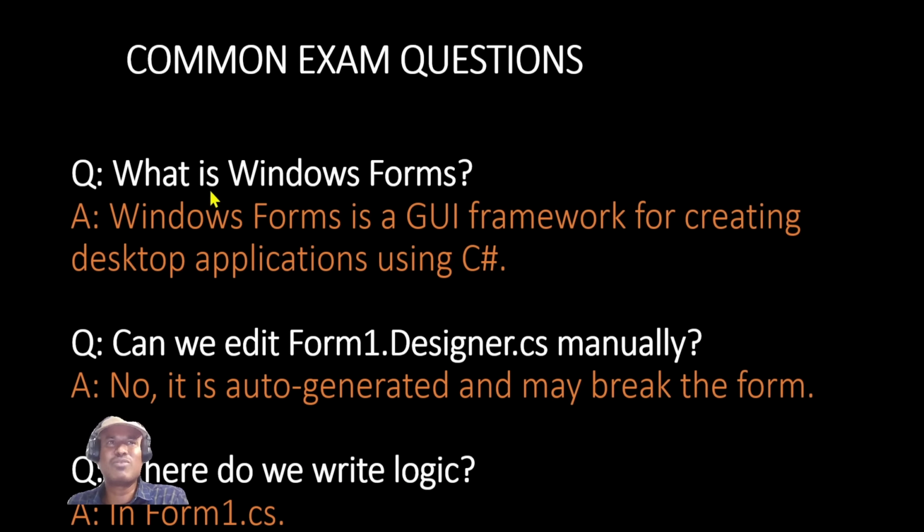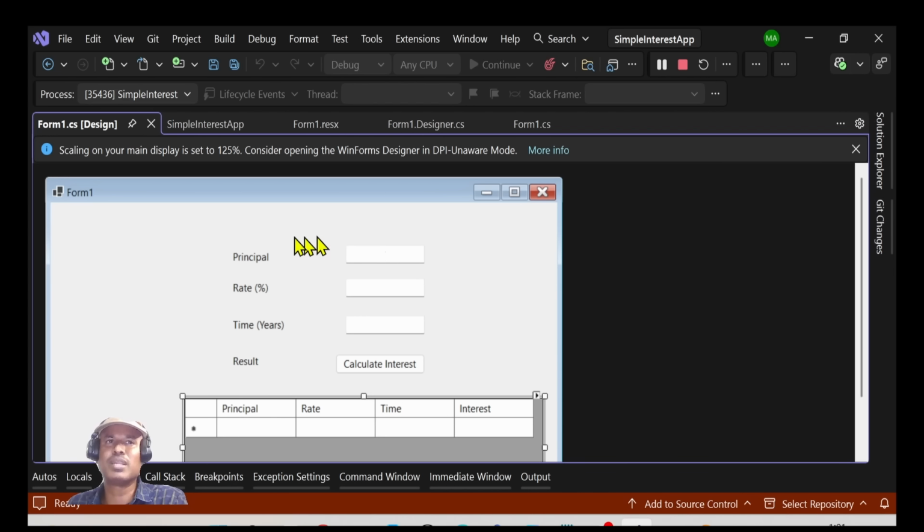First, you need to understand what Windows Forms is. Windows Forms is a graphical user interface framework for creating desktop applications using the C# language. In our example, we built a simple application using a Windows application, which is GUI format.